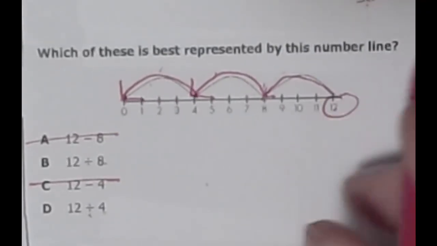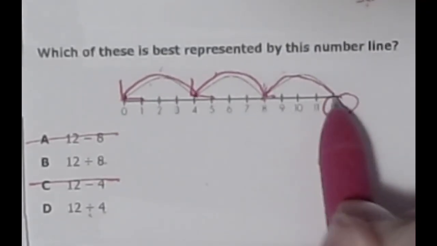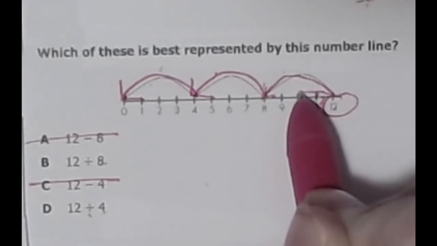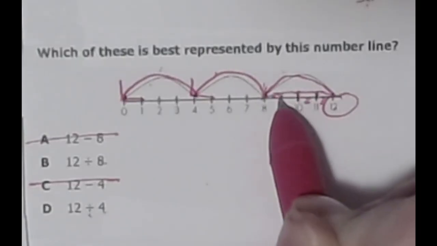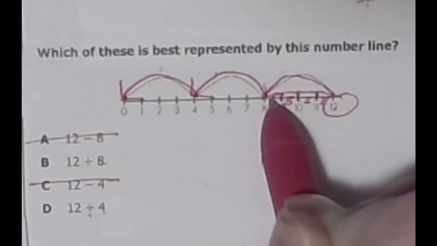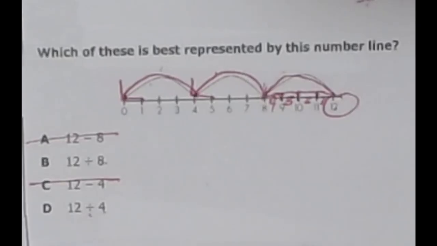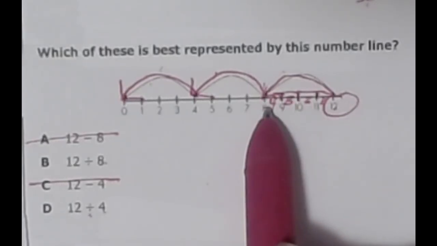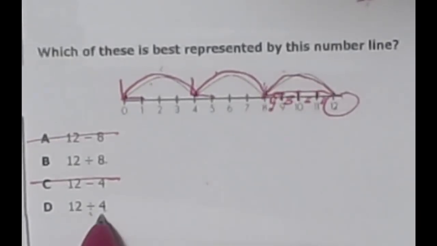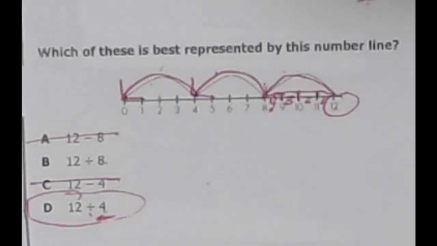However, this is when we go down and we count each tick. So 12 to 11, 1. 11 to 10, 2. 10 to 9, 3. 9 to 8, 4. So how many are within each hop? There's 4. And that is that number right there. So D is going to be your answer. Okay?